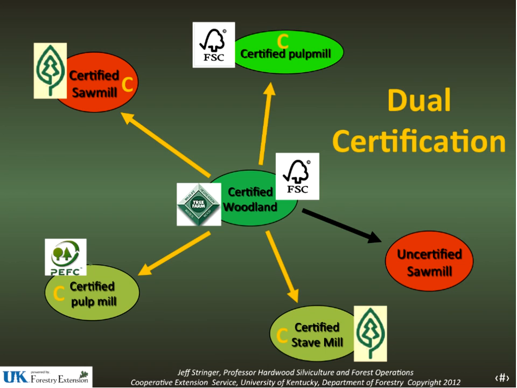Now the uncertified mill can certainly take the timber, but they just can't make a certified product out of it, of course. So dual certification can make sense if you have a number of mills holding different certificates in or around them.